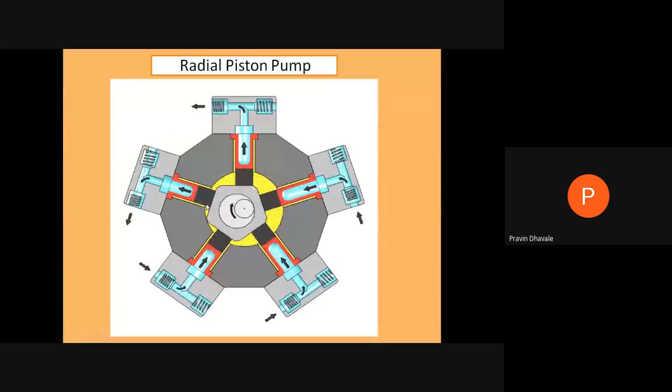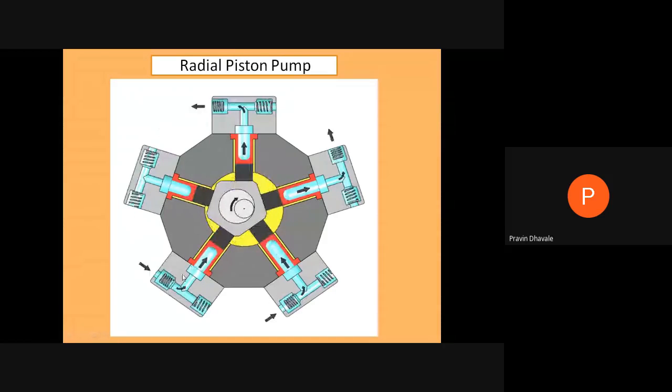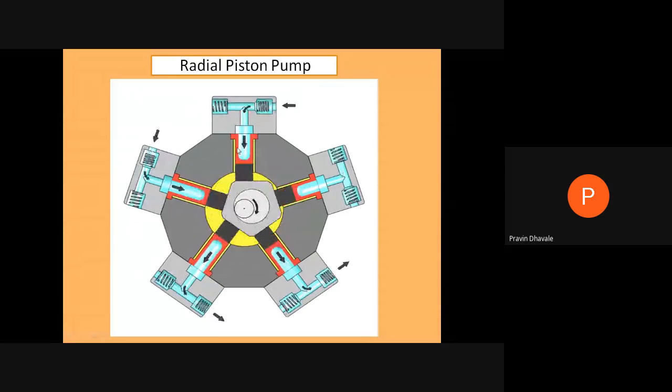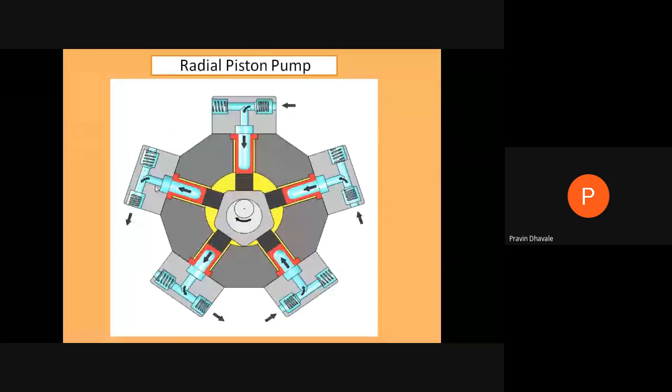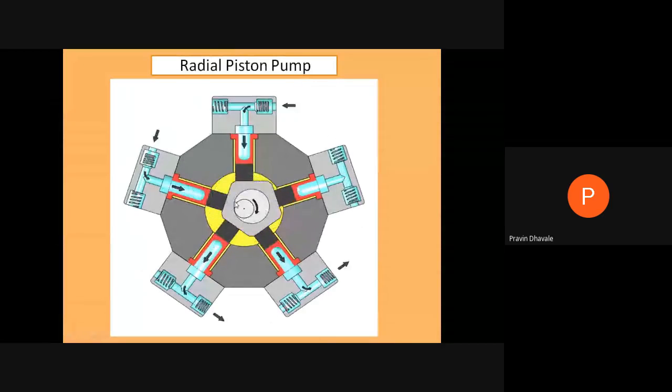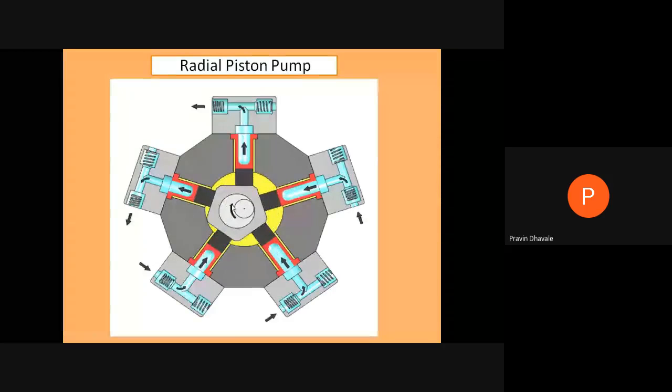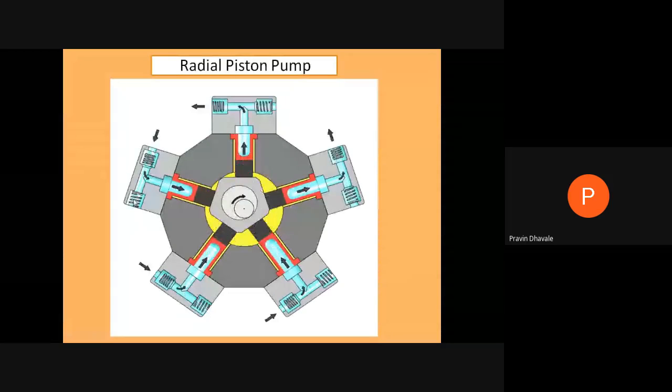In a certain rotation, the fluid enters when this piston is moving toward the center. When this piston is moving toward the center, at that time suction takes place. At every cylinder, the same operation is carried out. When this rotor moves, at one location this piston moves away from the center. At that time, discharge takes place continuously.